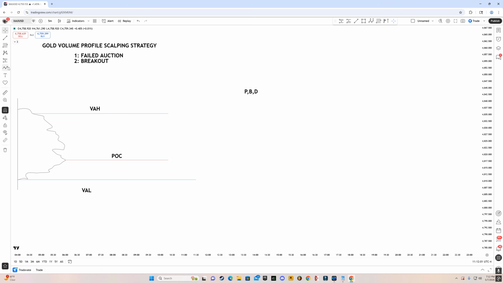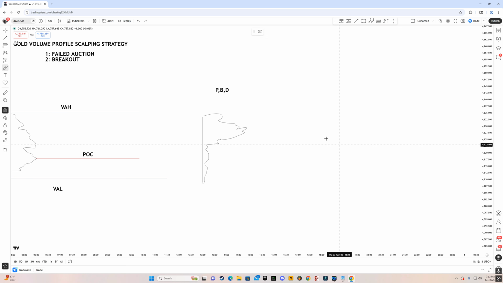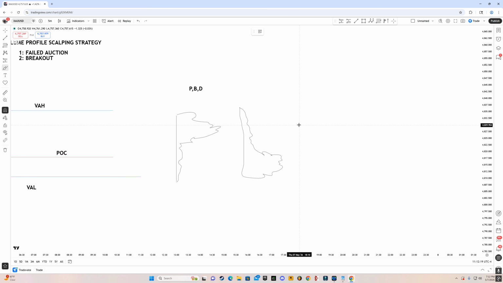A P shape is going to look like this, where you have a volume profile and most of the volume is to the upside, just like a P. Okay, so this right here is a P shape. And then we have the B shape, where most of the volume is to the downside. Okay, so we have the B shape. And then finally, we have the D shape, where most of the volume is in the middle. Okay, so that is like a D.